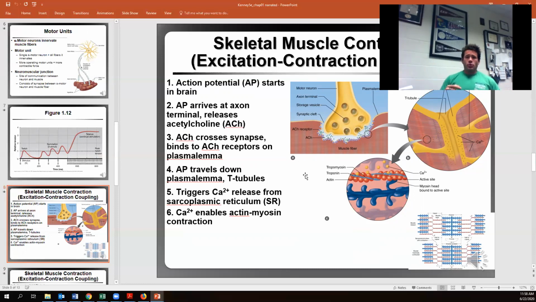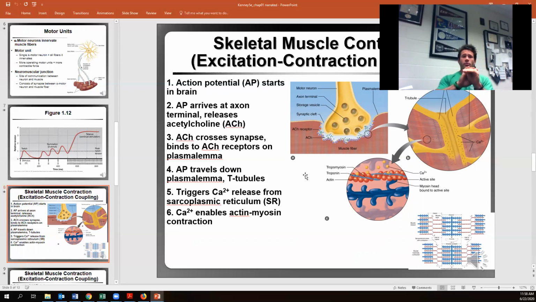Once it goes into the T-tubules, it is going to then transfer through the DHP and ryanodine receptors into the sarcoplasmic reticulum. This is going to cause calcium to be released from calsequestrin. Calcium is then going to go into the sarcoplasm. That calcium will bind to troponin. Troponin is going to move tropomyosin off of its covering of all of the binding sites on actin. And at that point, myosin is going to go ahead and grab hold.